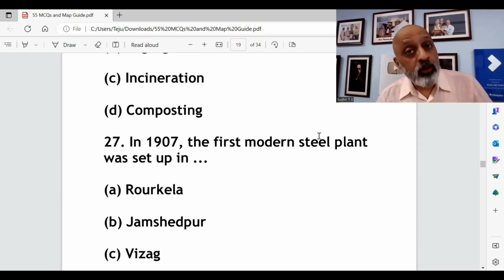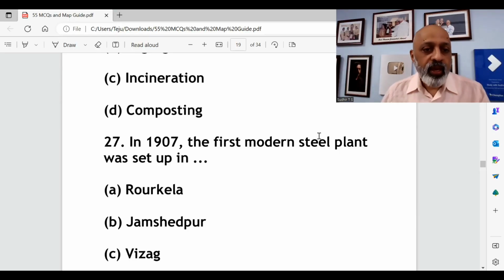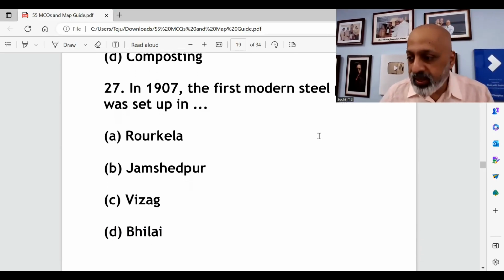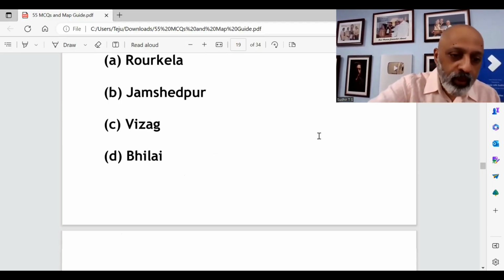For those of you who will be going to CBSE into our class 12, there is a lovely story. There's a very nice story involving a rag picker. In 1907, the first modern steel plant was set up in Rourkela, Jamshedpur, Visakhapatnam, or was it in Bhilai? The correct answer is, ये तो easy होगा, Jamshedpur.